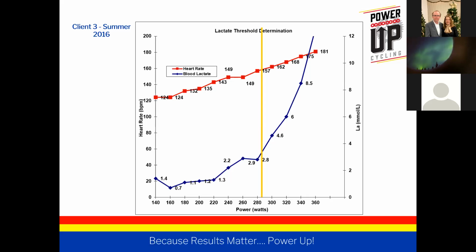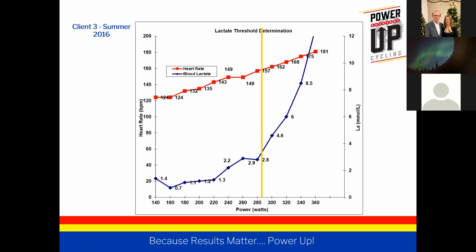And he had a huge anaerobic engine. So because of that, in a 20-minute test, his 20-minute power looks really, really good. Typically with a 20-minute test, the rule of thumb is to knock 5% off that to determine an individual's threshold power.